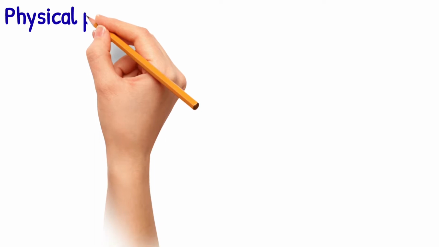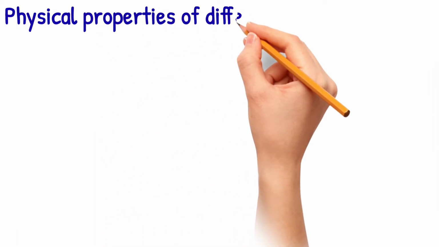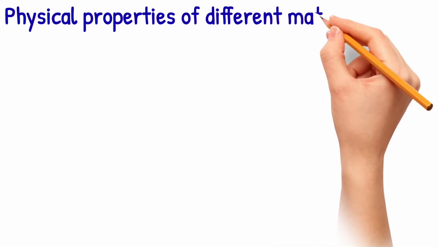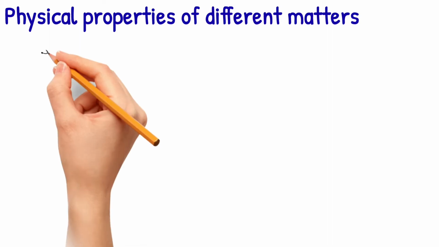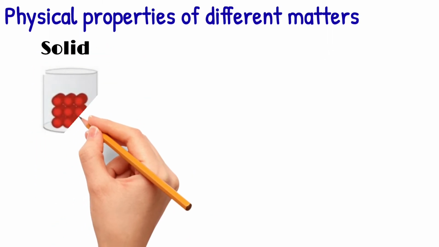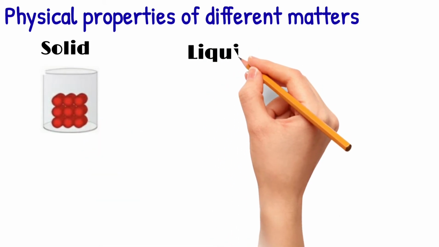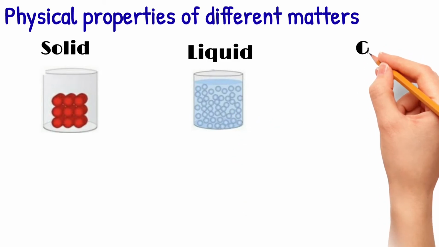So next, we move on to the physical properties of different matter. In this, we are going to see about four different properties such as shape, volume, fluidity, and compressibility. Same, we have three different states of matter, which is solid, liquid, and gas.